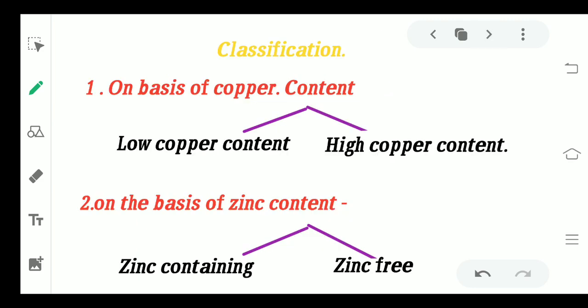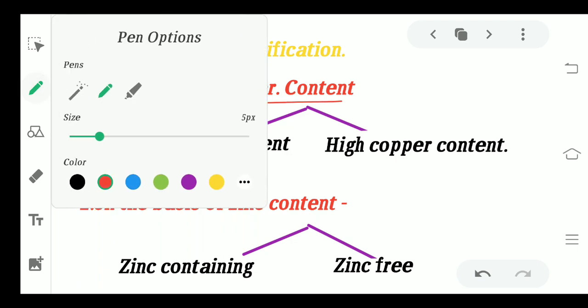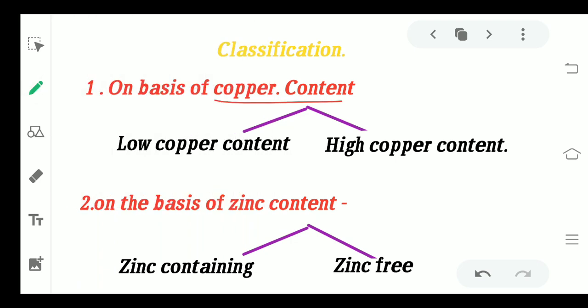Now coming to the classification of amalgam. Amalgam is being classified on various bases. The first classification which we have is on the basis of the copper content. Talking on the basis of copper content is very important, as this one is the major classification factor. Now we have the low copper content and the high copper content amalgam.